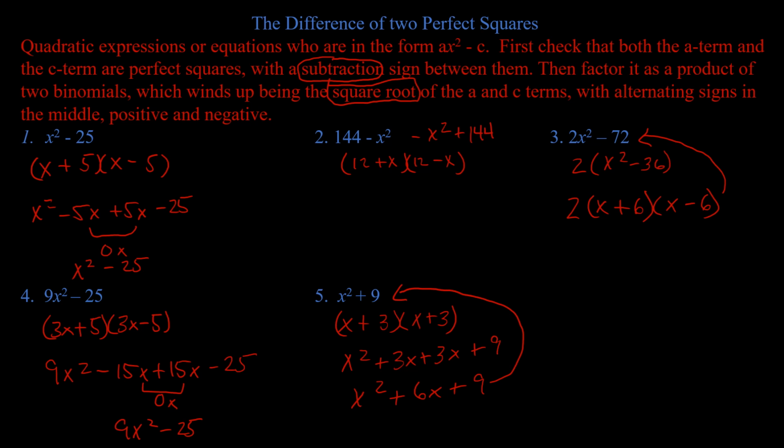So if it doesn't have a subtraction sign in between them, meaning either the 9 is not negative or the x squared isn't negative, then it's not going to be factorable, because you're not going to be able to get that middle term to cancel out if you don't have that subtraction sign that the others have. So this is going to be not factorable.